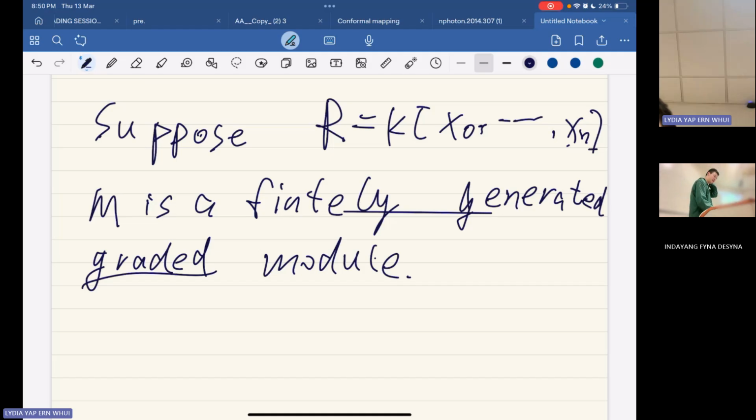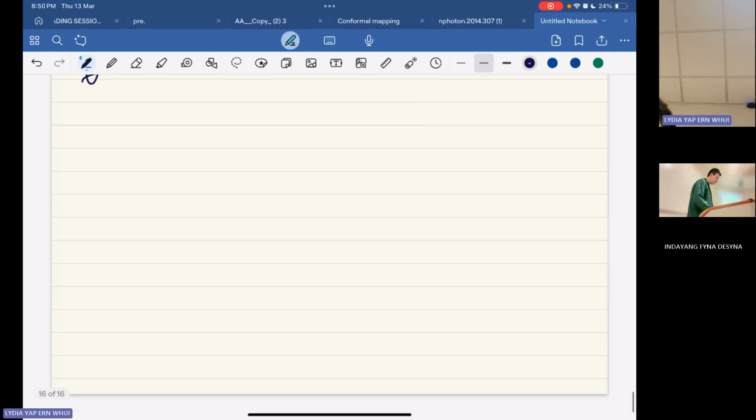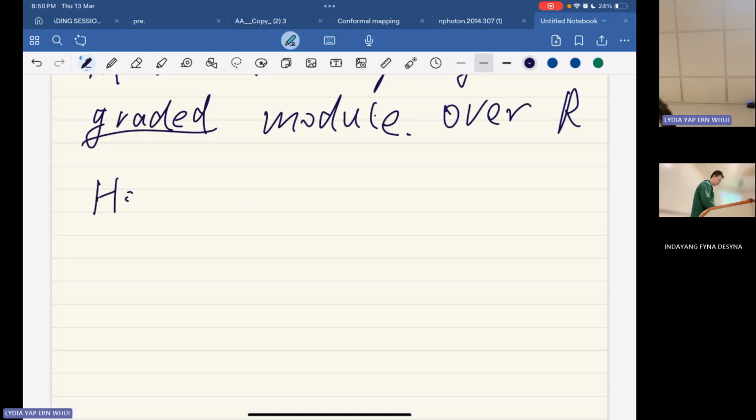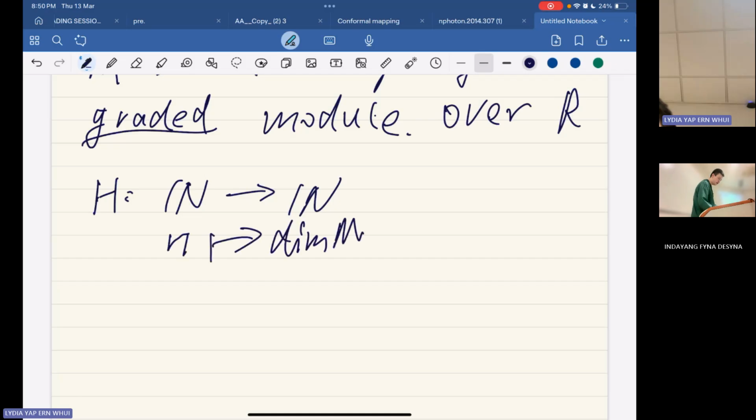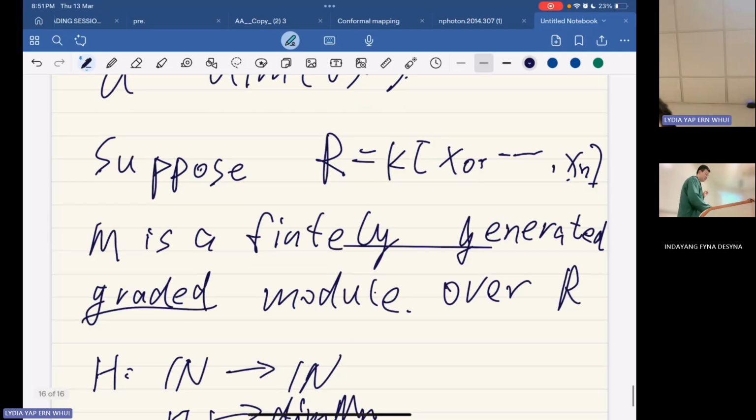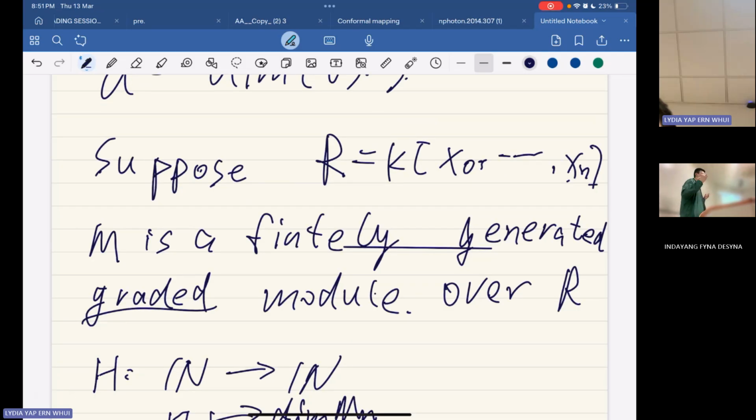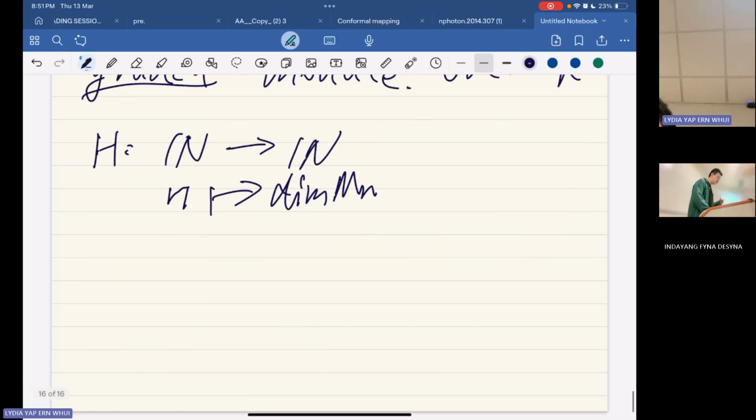And we can see that if M is a graded module over R, which is a polynomial ring over a field, we can define a function h from N to N, which sends each n to the dimension of M_n. We already said that this M is graded, right? So we can consider its graded pieces. This is called the Hilbert function of M, and we write it as H_M(n).